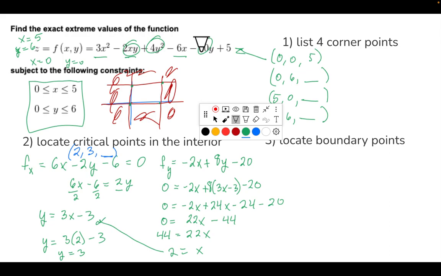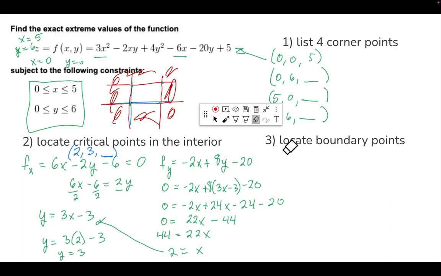Actually, let me back up. What time is it? Got about 10 minutes, so I'll come back to this. Let me do x equals 5 first.